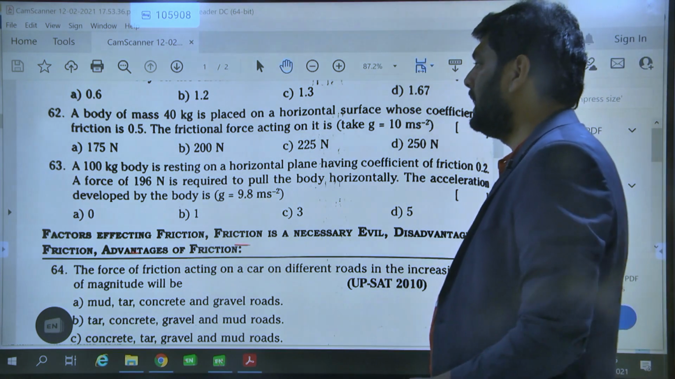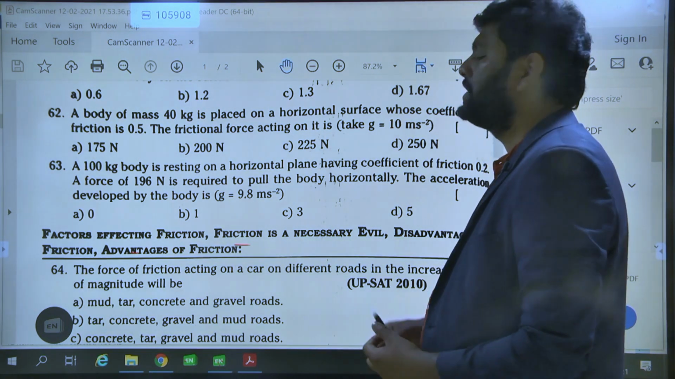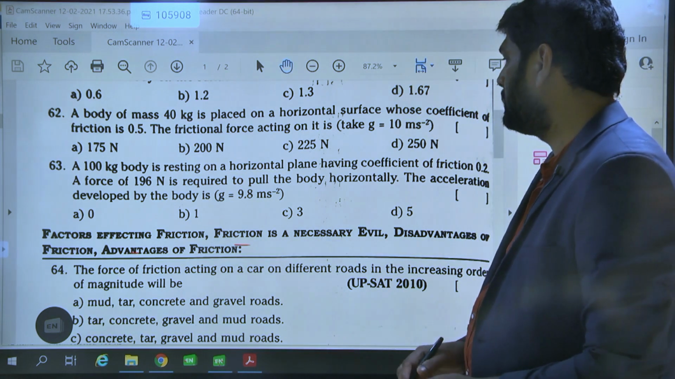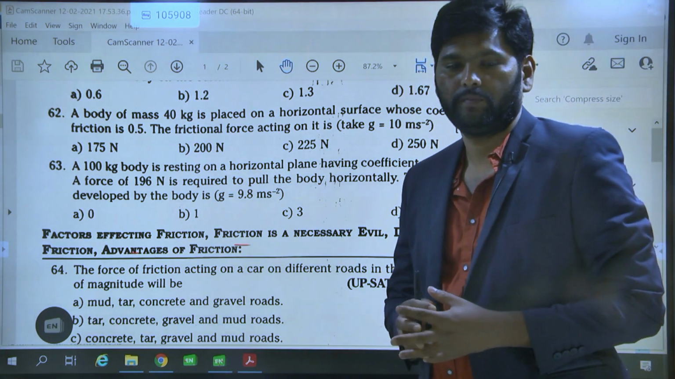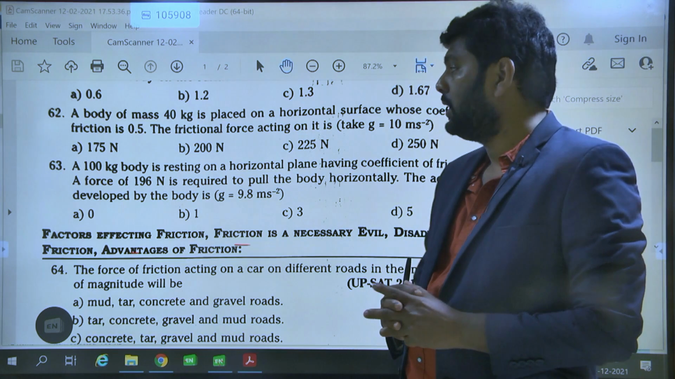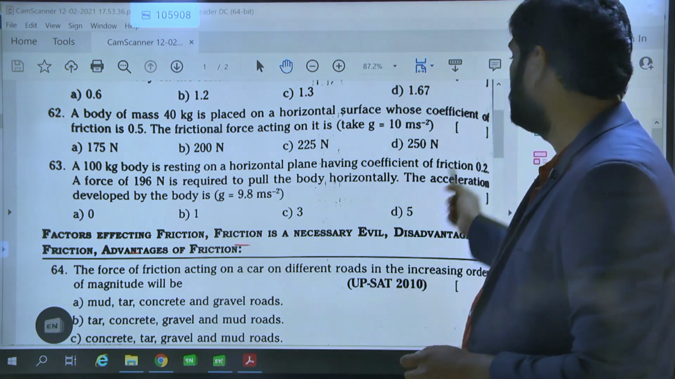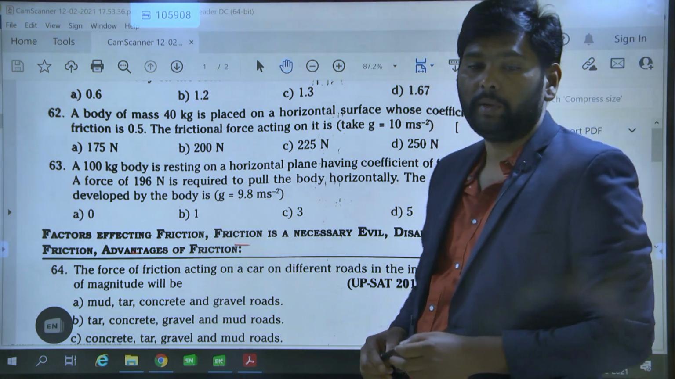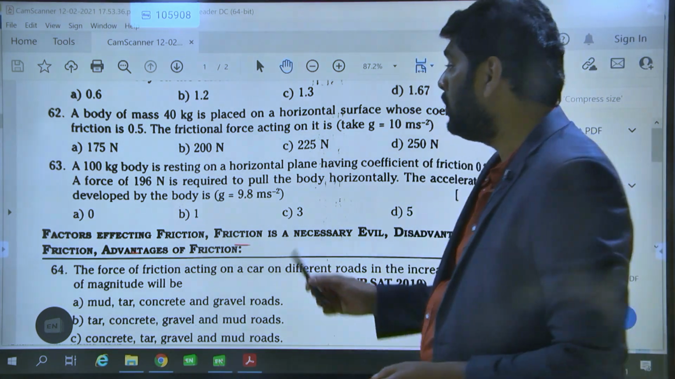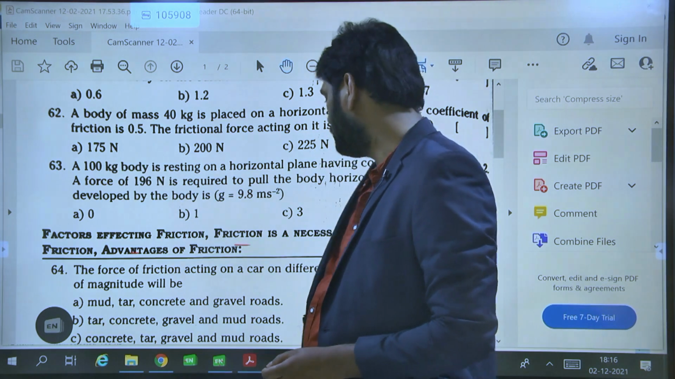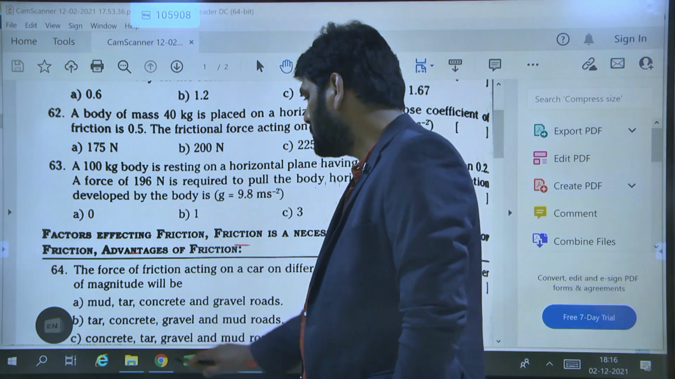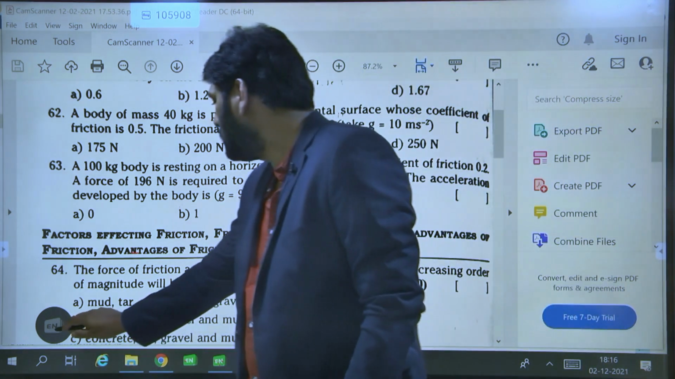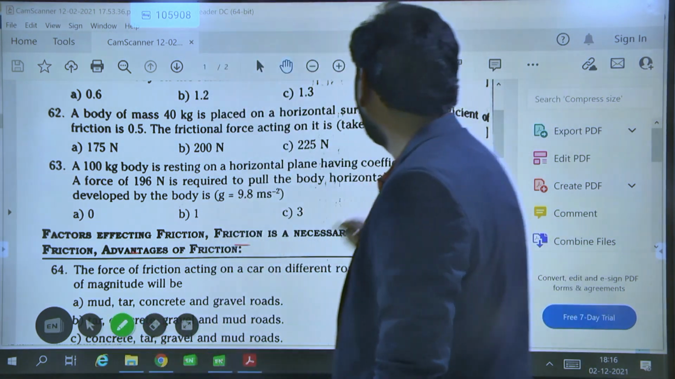First of all, observe how much the frictional force is. What is the formula for frictional force? It is mu N. Here the mu value is 0.2. What is the N value? N means normal reaction. How do you find the normal reaction? N is equal to mg. Very good, excellent.